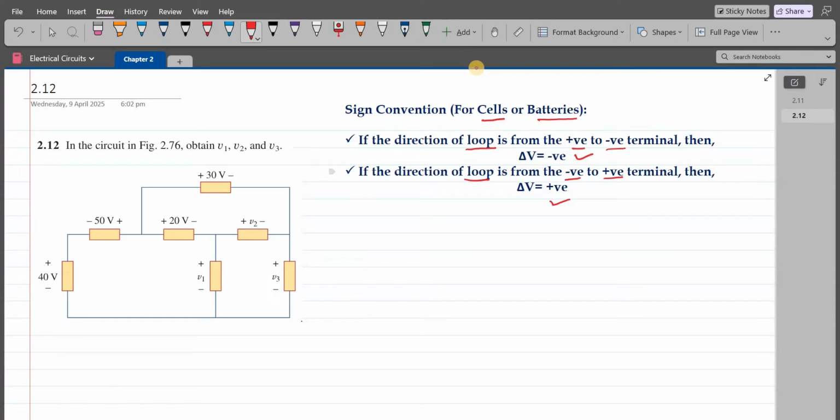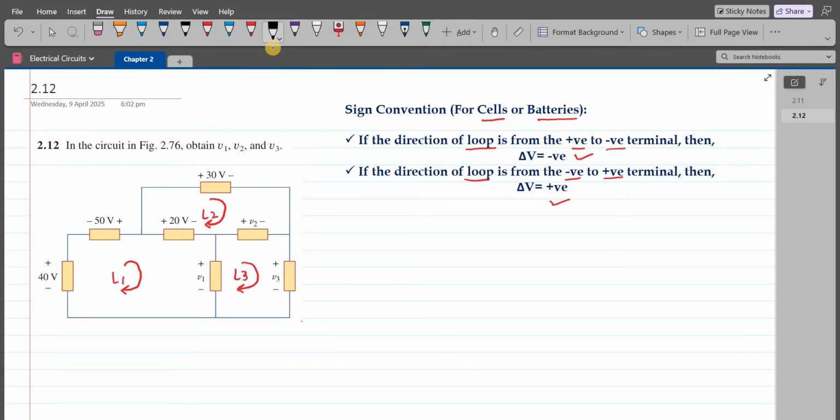I believe that you are familiar with this term, loop. A loop is any closed path in a circuit. So these are my loops. This is the loop L1. This is the loop L2. And this is the loop L3. I have considered all of the three loops as clockwise. But if you want to, you can consider them as counterclockwise as well. They would still give you the same answer.